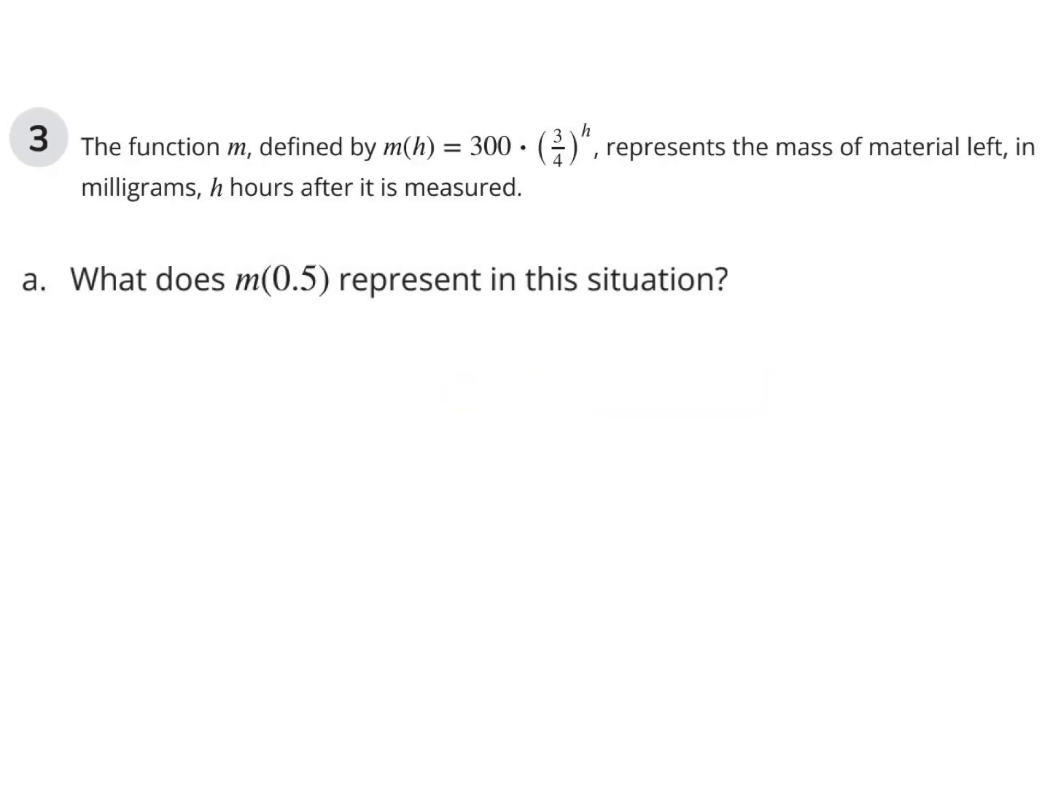Okay, so let's see what's going on. This function, 3/4, represents the mass of material left in milligrams. So 75% is left. It's losing 25%, because 3/4 of the amount in an hour. So if H equals 1 hour, if I divide an hour by 2, I get half an hour, or times it by 0.5. So what does M of 0.5 represent? It represents how much is left in 1/2 hour.